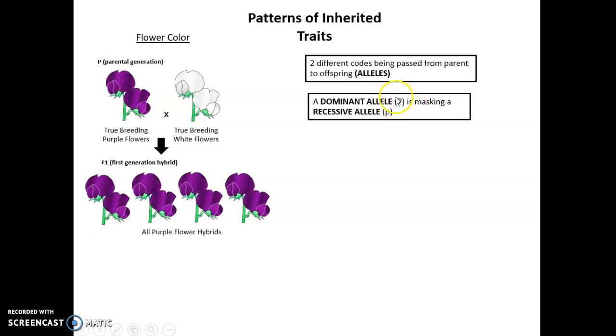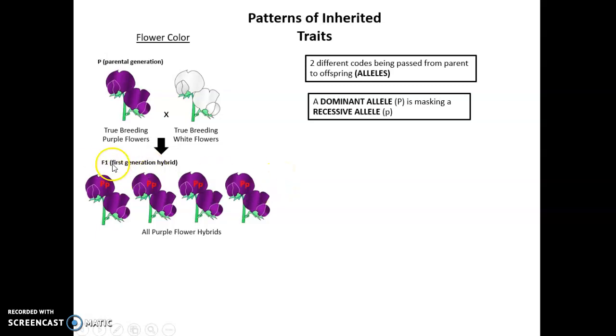We're going to give it a capital letter P for purple. And it's masking the recessive allele that we know must be here for the white flower. And we're going to give that a lowercase p. It's a recessive allele. So those are more terms that you need to know, dominant and recessive. Okay, so we have our F1 generation that are all hybrids, and they're all showing the dominant allele of purple.